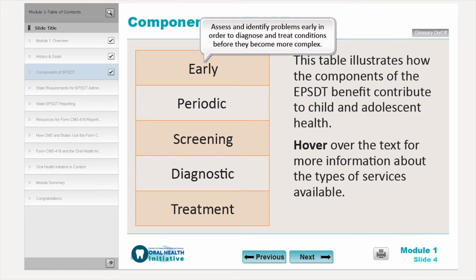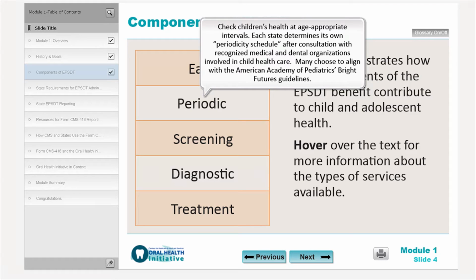It is important to assess and identify problems early in order to diagnose and treat conditions before they become more complex. It is also necessary to conduct periodic health checks. This includes checking children's health at age-appropriate intervals. Each state determines its own periodicity schedule after consultation with recognized medical and dental organizations involved in child health care. Many choose to align with the American Academy of Pediatrics' Bright Futures guidelines.